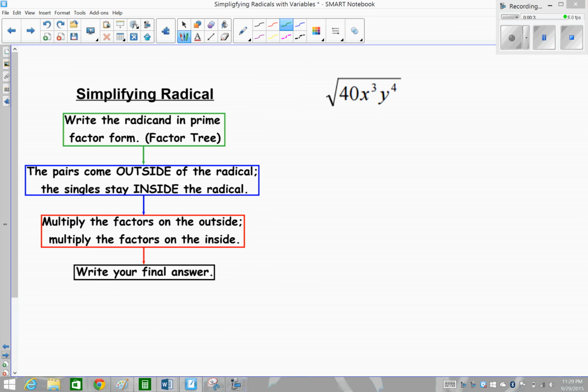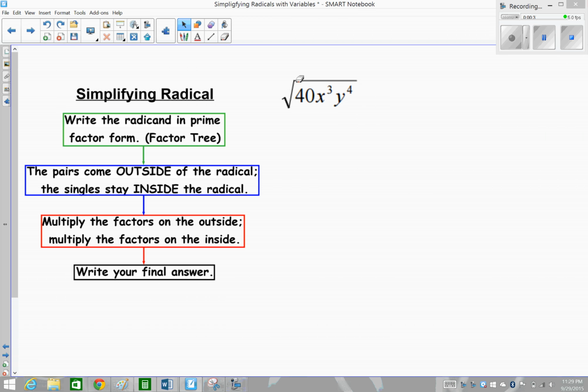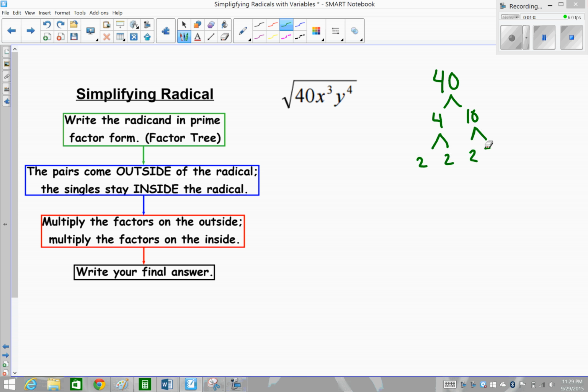Let's look at this example. We've got the square root of 40x cubed y to the fourth. So our first step tells us to write our radicand in its prime factor form. So let's take the number 40, and to write it in prime factor form, let's break down that 40 into its prime factors. Well, I could say that 40 is 4 times 10. So 4 breaks down into 2 times 2, and 10 breaks down into 2 times 5. So I have the prime factorization now of 40.